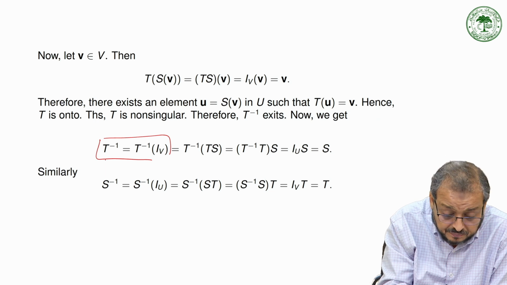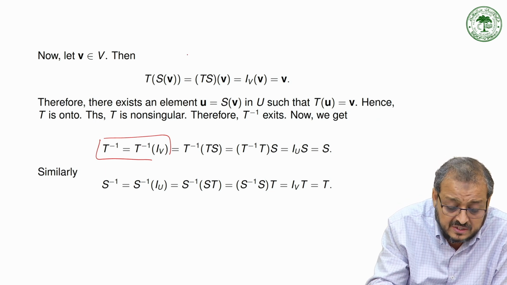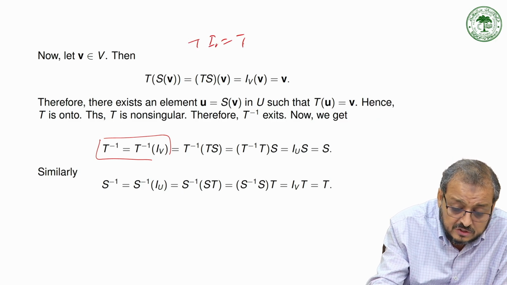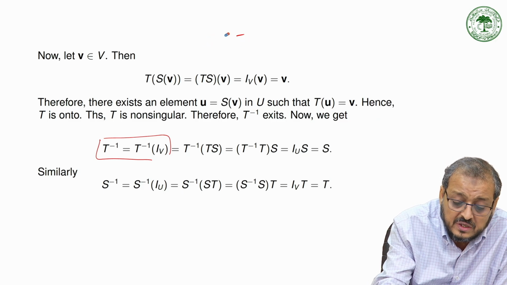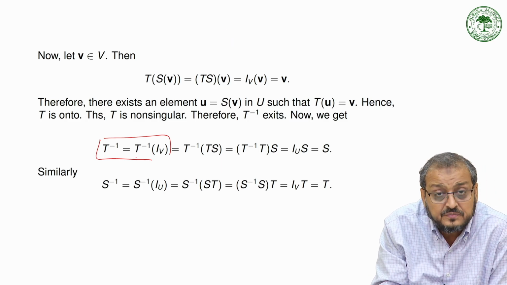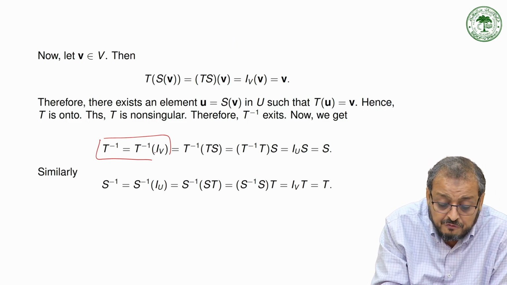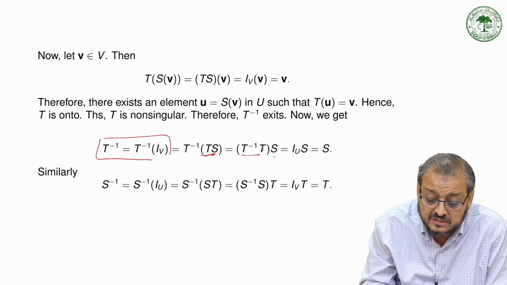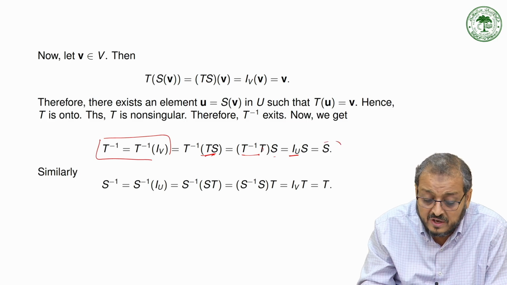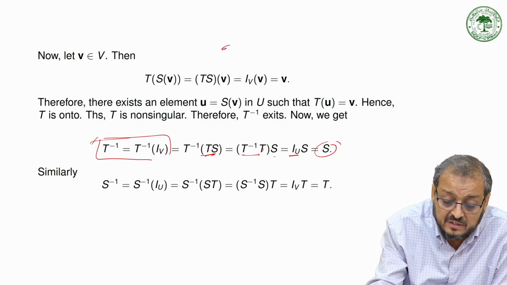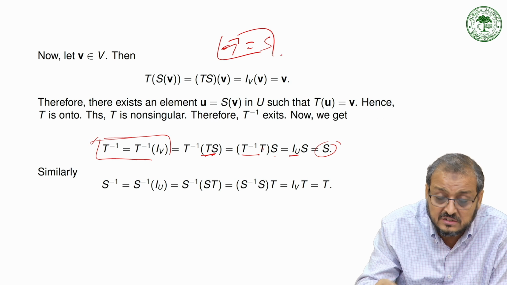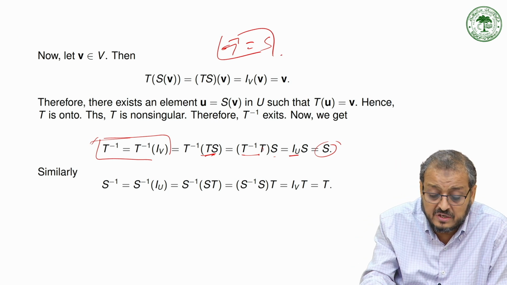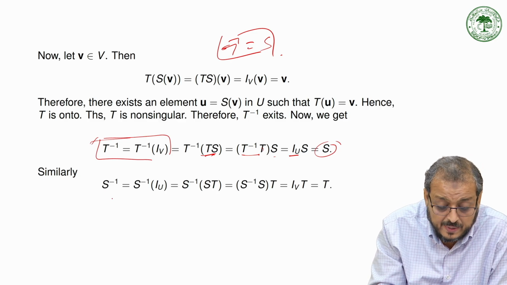the identity of V. Again, we can say that the identity of V, T of I of V is equal to T. So this means T inverse of I of V is equal to T of this. So I of V is nothing but T of S, then T inverse T is equal to S of V. T inverse T is equal to the identity of U, and I of U of S is equal to S. So this means that T inverse is equal to S, and in a similar fashion we try to show that S inverse is equal to T.